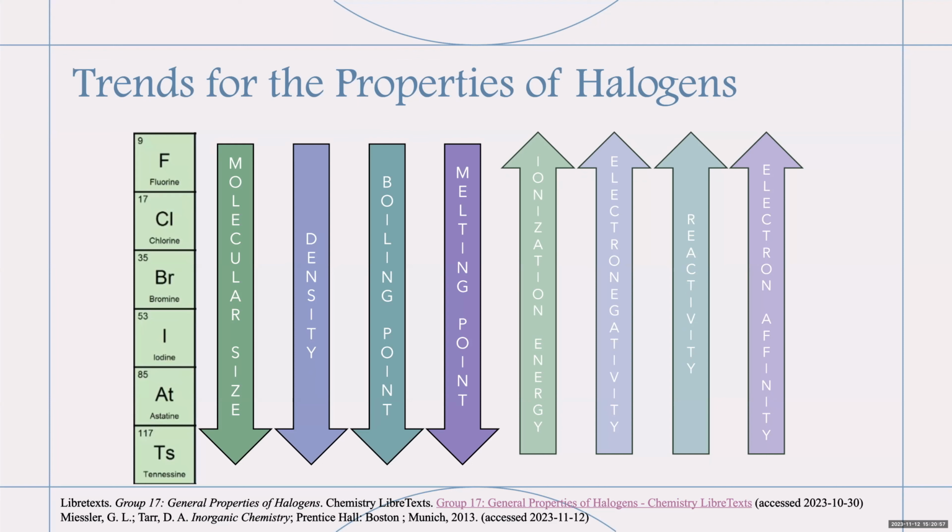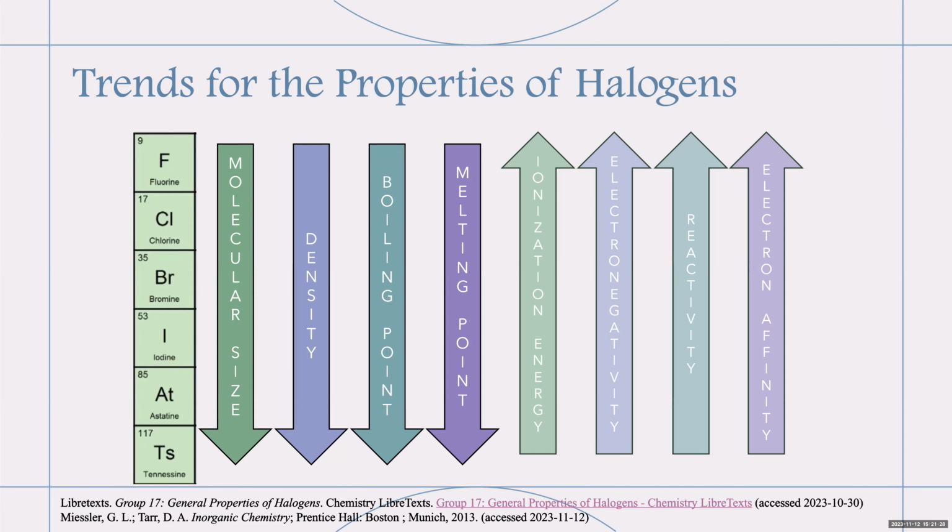Looking at some of the trends in the halogens, we see that generally molecular size, density, boiling point, and melting point increase down the group, while the properties ionization energy, electronegativity, reactivity, and electron affinity increase up the group. These are the general trends of group 17. Some slight exceptions to these trends are made, such as the electron affinity trend.